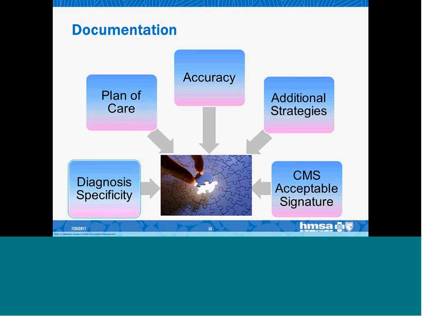Additional strategies would be to incorporate and document relevant findings into your progress note, and be sure to report your diagnosis codes at least once each calendar year. CMS acceptable signatures: you want to be sure that your chart note is signed properly, whether it's a handwritten signature or electronically signed, and CMS must be able to determine who the rendering provider was of that chart note.